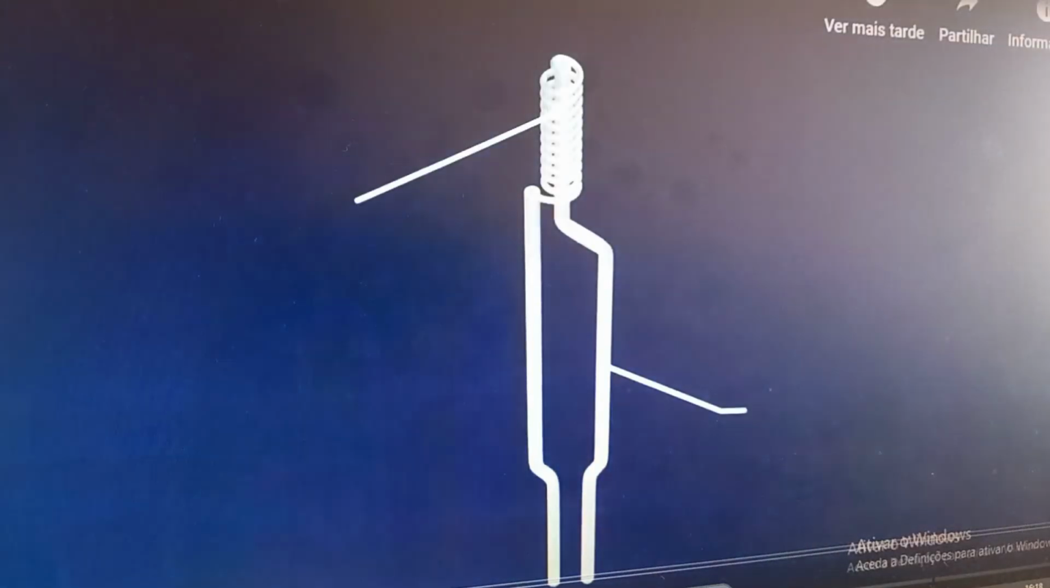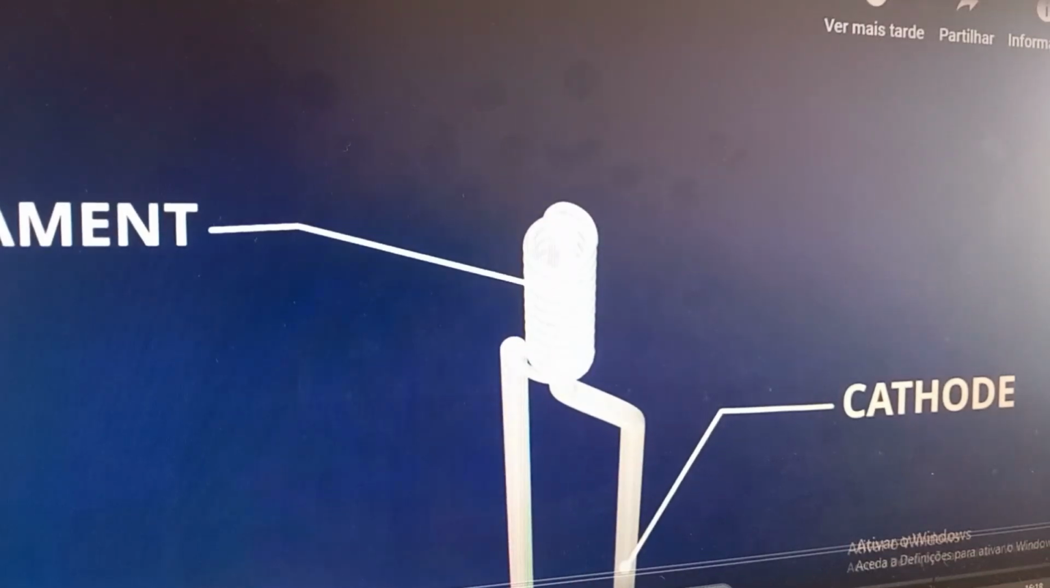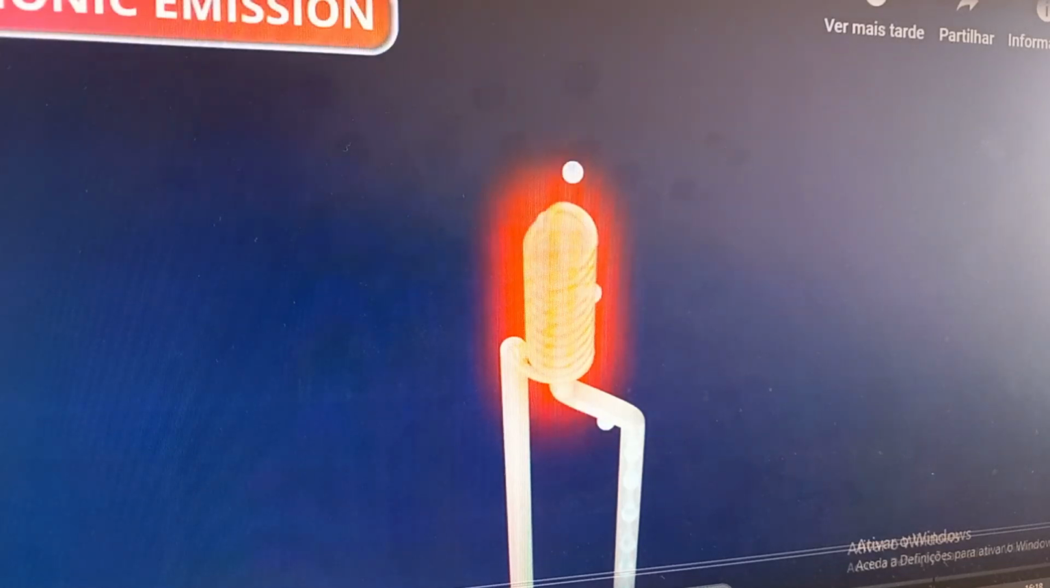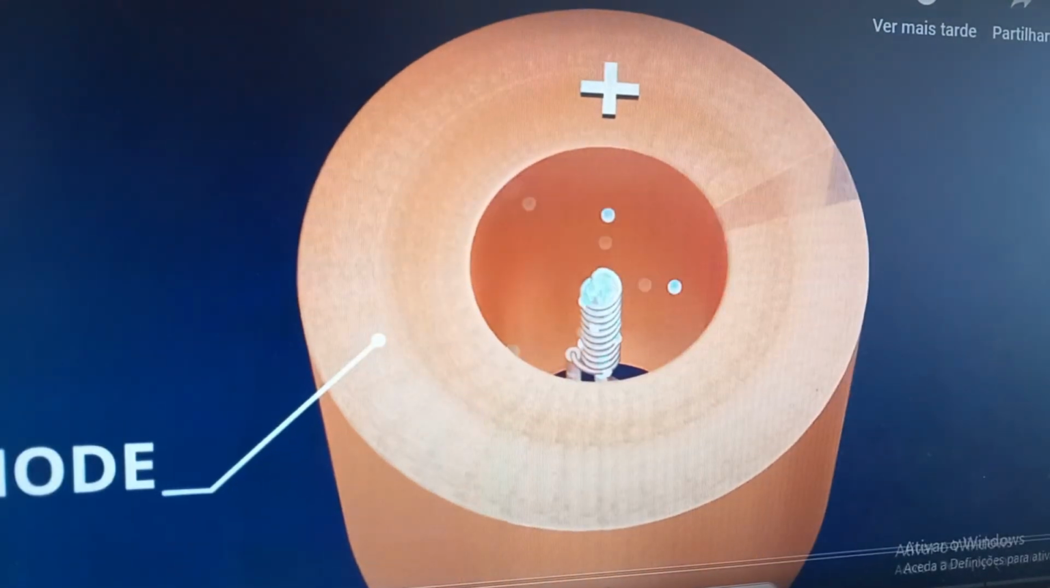Consider this configuration, a cathode and a filament. The current flow through the filament will heat up the cathode, and due to this, electrons will be emitted from it. This phenomenon is known as thermionic emission. Interestingly, in this case, the electrons come back to the cathode. If we place an anode with positive potential, the emitted electrons accelerate and move towards the anode.